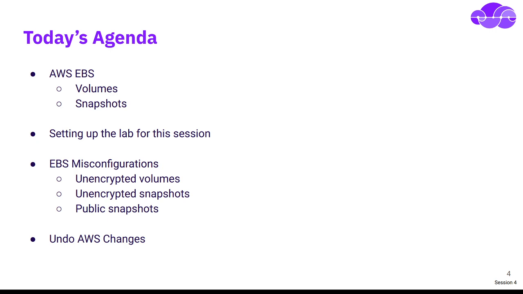There are 3 misconfigurations that we'll cover in the labs. We have an unencrypted volume, unencrypted snapshots, and public snapshots, right? In one of the lab exercises, you're going to work with a public snapshot and then mount it to a volume, mount it to an EC2 instance that you've created. Okay, and as usual, we're going to work with undoing the changes that we've done to our AWS accounts.